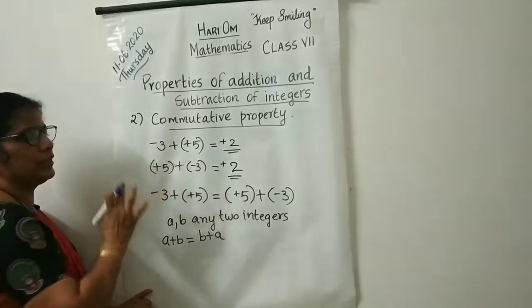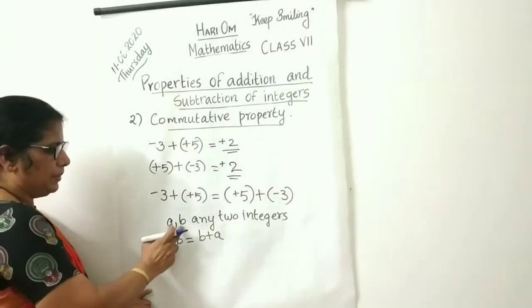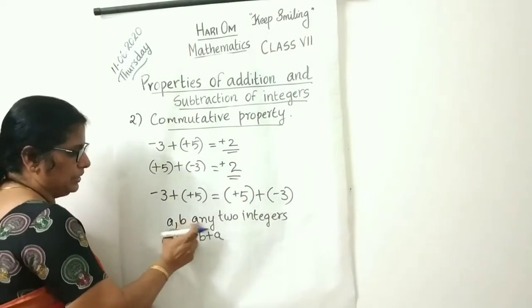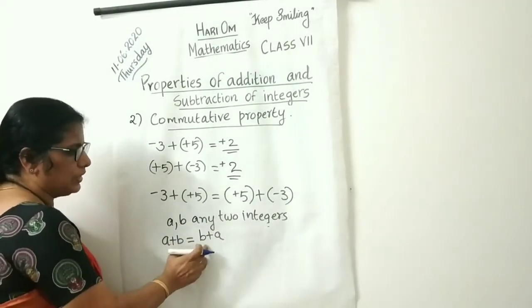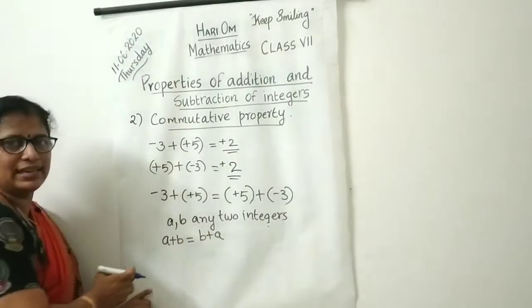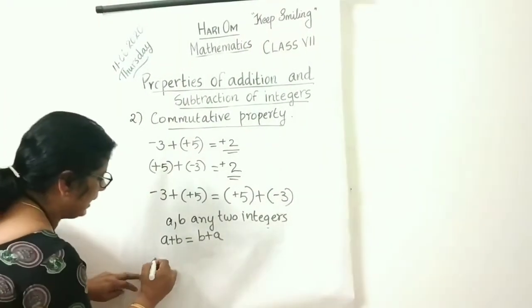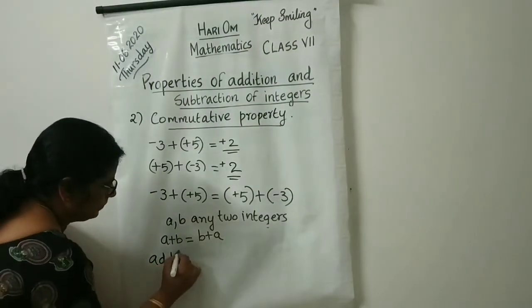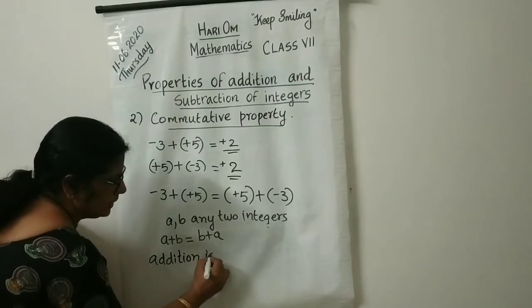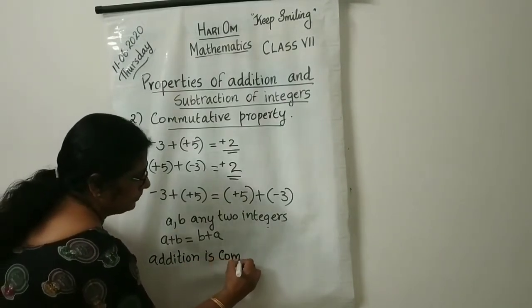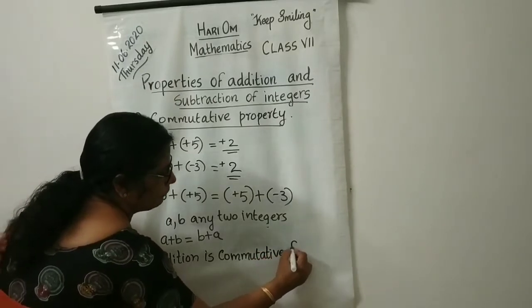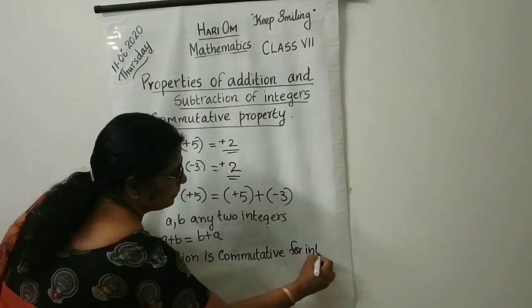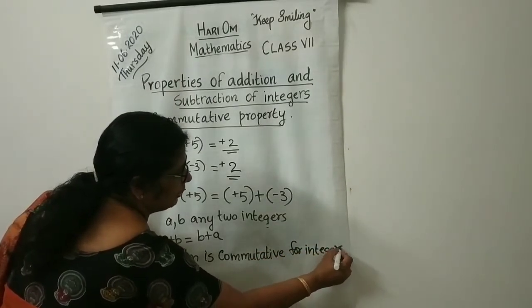That is commutative property. That is, A, B, any two integers. If A and B are any two integers, A plus B is equal to B plus A. So we can tell that addition is commutative for integers.